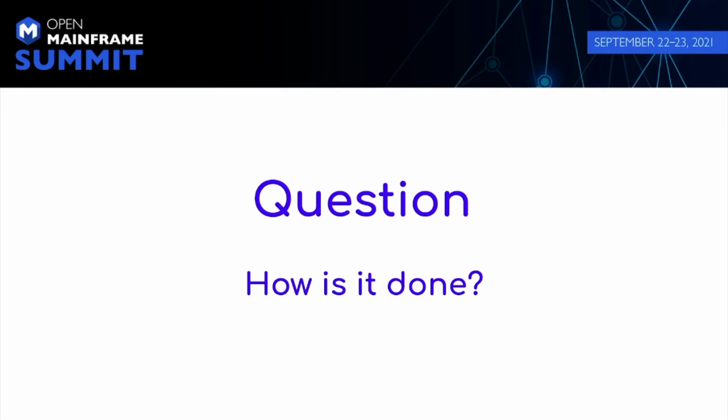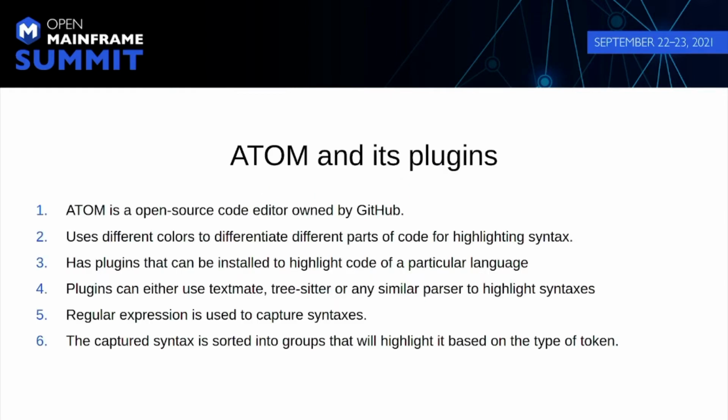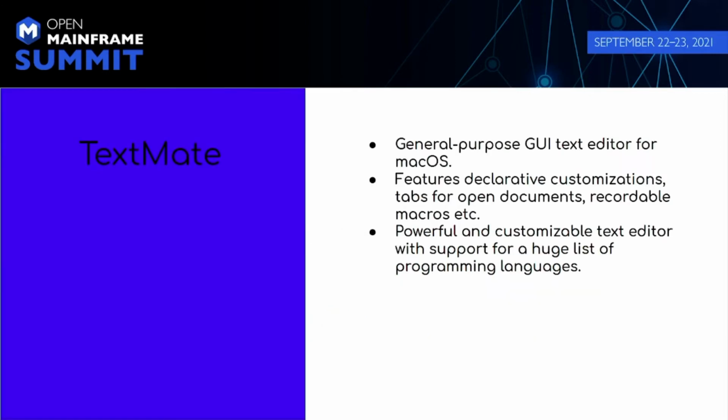So how is syntax highlighting done in Atom? Before answering the question, let me explain a bit about how Atom adds syntax highlighting. Atom, like any other code editor, uses color to highlight code. It does so by using developer-made extensions that detect the type of highlighting required. Atom syntaxes are built on TextMate. TextMate is a general-purpose GUI text editor for macOS. Current syntax highlighters in Atom depend on TextMate for capturing groups and categorizing them.